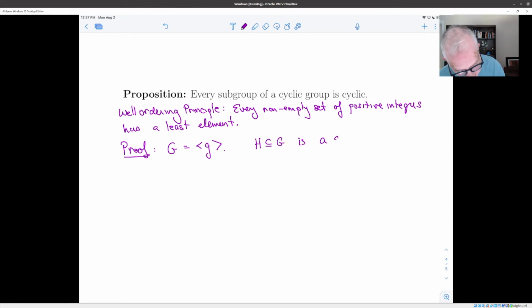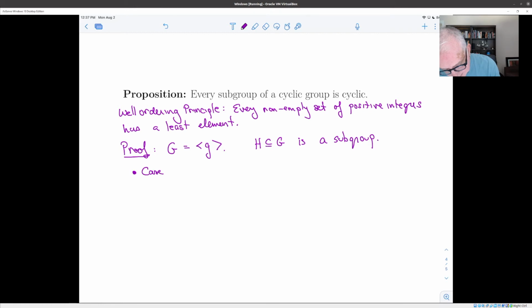And we need to prove that H is cyclic. In other words, we need to prove that H is a power of some element in G. And we know all the elements of G, they're all powers of little g. So let's consider a simple case and get it out of our way first.